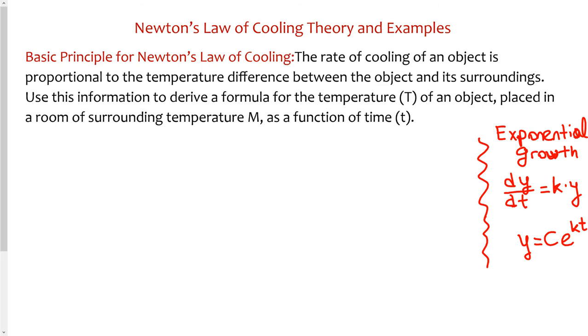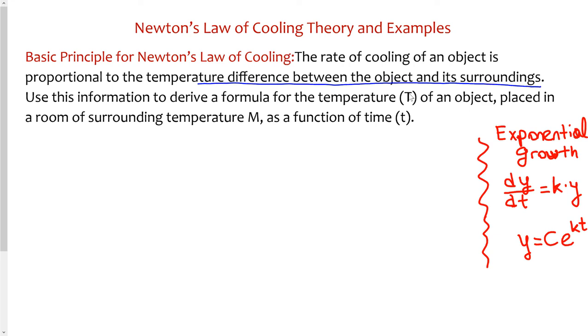So it turns out that what really matters is the temperature difference between the object and its surroundings. That's what truly determines the rate at which an object will cool, how fast it will get colder. So we can actually write that as a simple equation as follows.